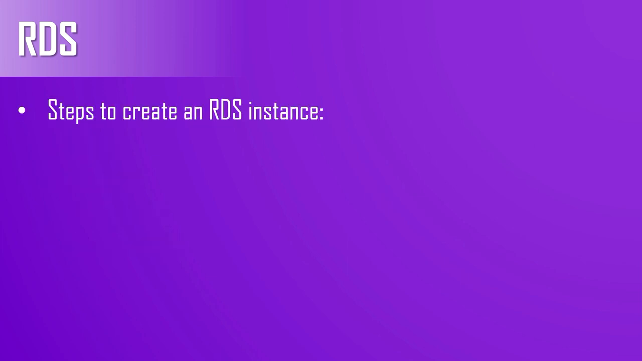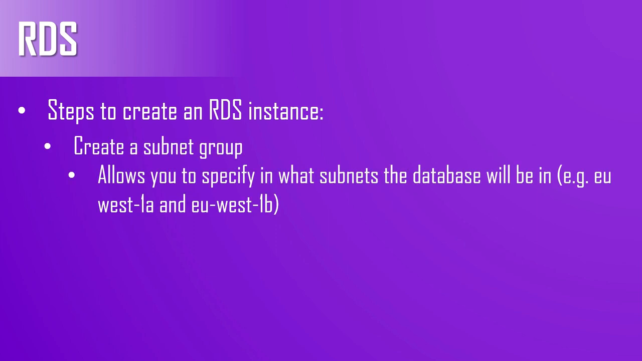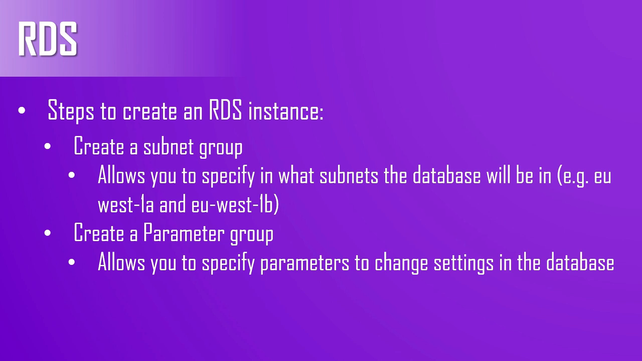The steps that you have to take to create an RDS instance are, you have to create a subnet group, which allows you to specify in what subnets, the VPC subnets, the database will be in. For instance, EU West 1A and EU West 1B can be subnets you want your RDS instance in. We also have to create a parameter group. This allows you to specify parameters to change settings in the database.